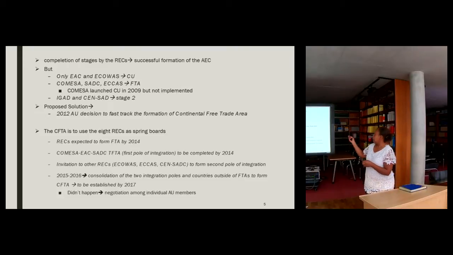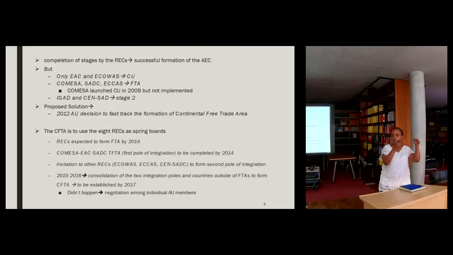So what was proposed in 2012 was that we need to fast track the formation of a continental-wide free trade area. This continental free trade area originally wanted to use those recognized regional economic communities as a springboard. At least, like we have on the eastern and northern part, the COMESA, EAC, SADC, so that would form one part or one pole of integration, and that would inspire the other part of the continent to form a similar kind of arrangement.